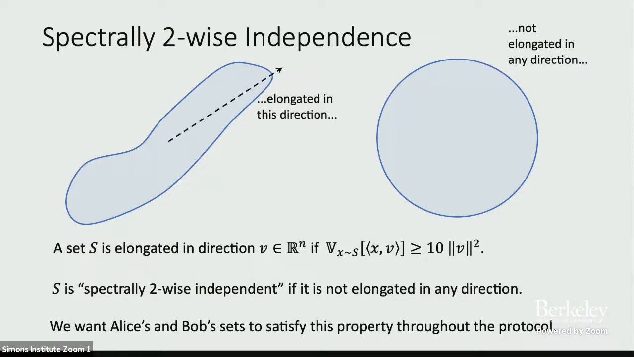We say that a set S is spectrally two-wise independent if it is not elongated in any direction. There's another way to say this: look at the covariance matrix of a random point sampled from S. This covariance matrix must have small spectral norm. This is what we mean by spectrally two-wise independent. And it turns out that if you can ensure that Alice's and Bob's sets are spectrally independent throughout the protocol, then you can derive a bound on the martingale step sizes.